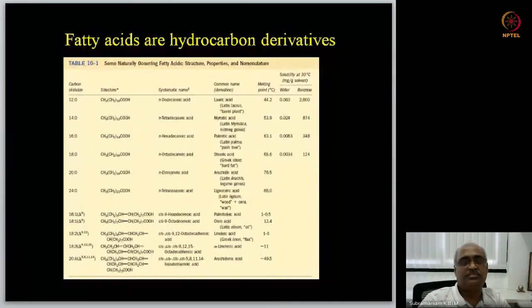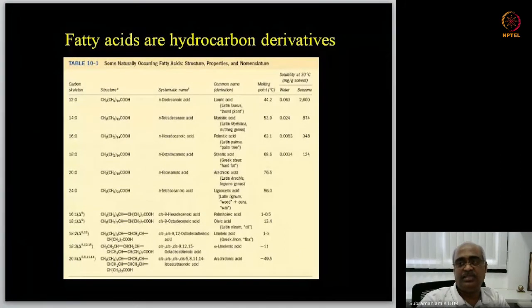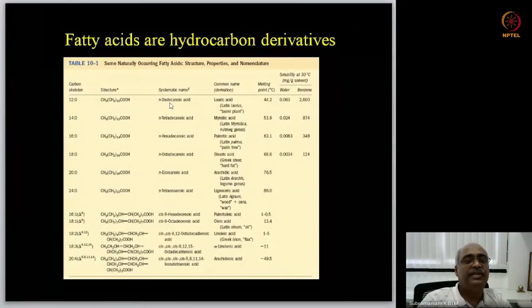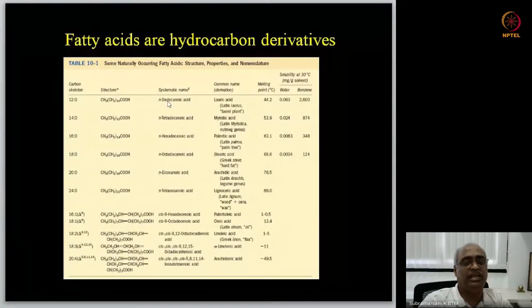So the names again, the IUPAC names are extremely simple names. Decanoic meaning 10. Dodecanoic means 2 more, that is where DO comes from. So dodecanoic means 12. Tetradecanoic means 14. Hexadecanoic means 16, and so on.